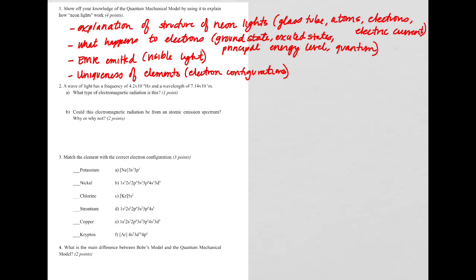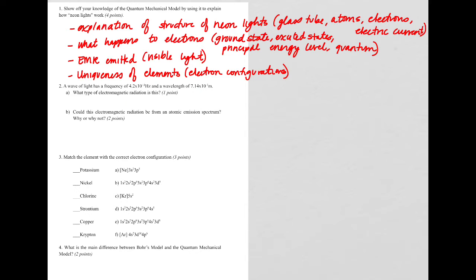Then you needed to talk about what happens to the electrons in these atoms that are in this glass tube. Remember that when the electrons are bombarded by an electric current, they gain a certain amount of energy called a quantum. And they all exist in their ground state, which is their principal energy level that they're most stable at. When they absorb this electrical current energy, they jump up to an excited state or a different principal energy level.